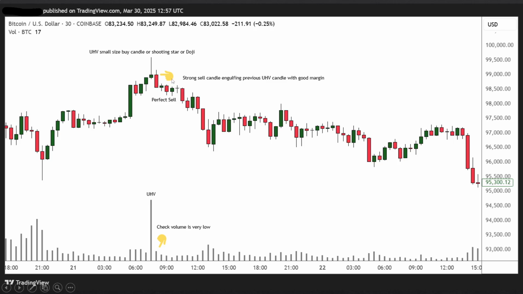What the market maker does is remove their buy orders in front of this sell candle, and the market starts going down. So you just need to wait for the bearish engulfing covering the previous ultra high volume candle. You just sell it, simple as that. Volume should be lower than the previous ultra high volume, at least half or lower.